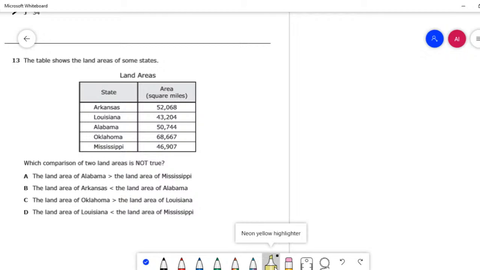So if we go and highlight some things, the table shows us the land area, and this column on the right is what all our areas are. Those are the numbers we're comparing. It's asking what is the comparison of two land areas that is not true. That's really important to remember. We're looking for what is not true. It's the same thing as saying what is false.